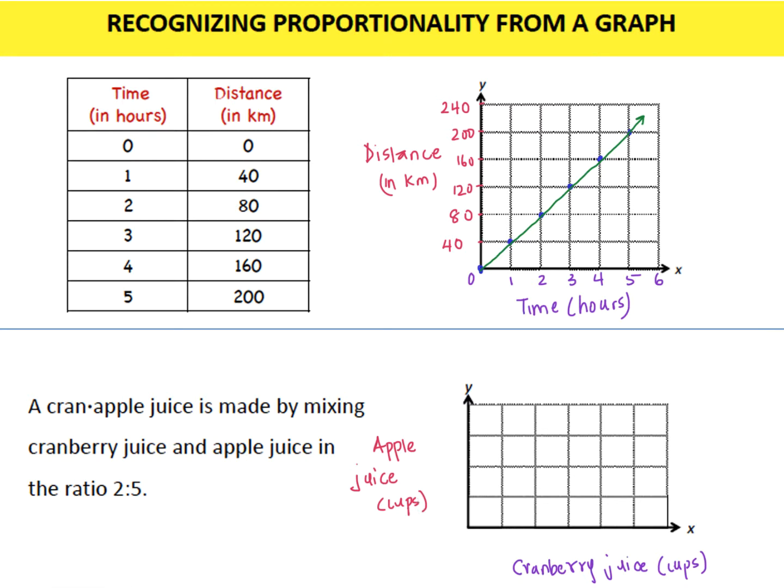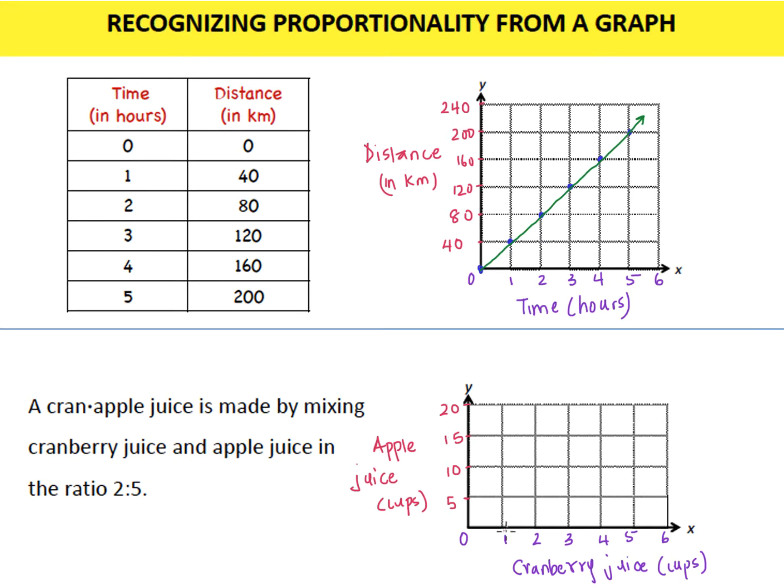And then let's start plotting it. So here you would have 0. There's lots of space here, so I'm just going to write 1, 2, 3, 4, 5, 6. And since this side goes up by 5, I'm actually just going to go up by 5s here. So 5, 10, 15, 20. So let's plot the points here.